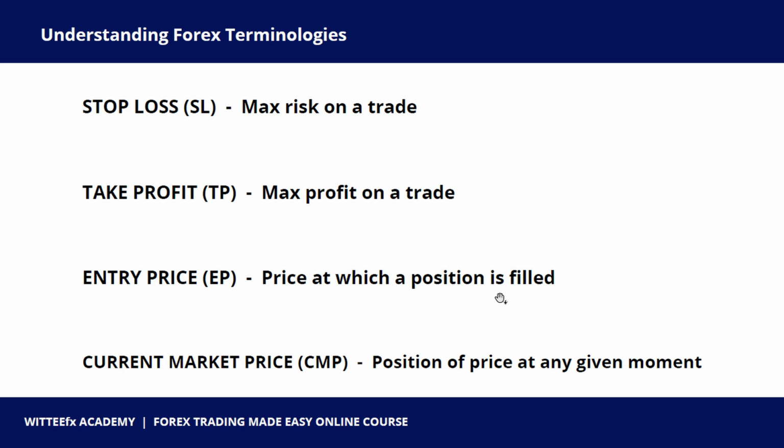Now next, the entry price is the price at which a position is filled. That is the price at which your broker took you into an open trade. And current market price refers to the position of price at any given moment. So you open any of your charts right now, the current price at which the bid and ask price is at the moment refers to the current market price.